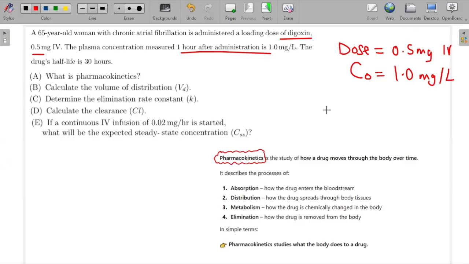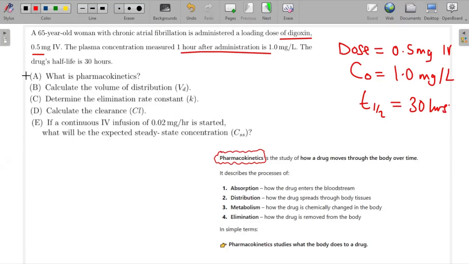The other thing that we've been given there is the half-life. So half-life is indicated by T half like that. So this means half-life. So the half-life has been indicated as 30 hours like this. So that is the information that we've been given there.